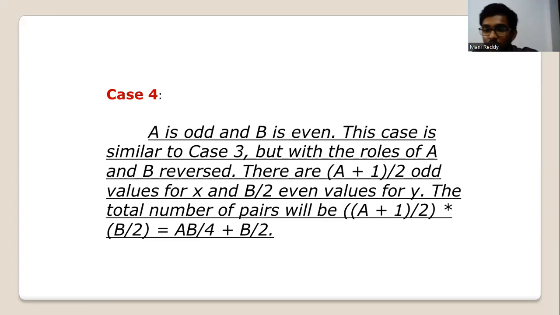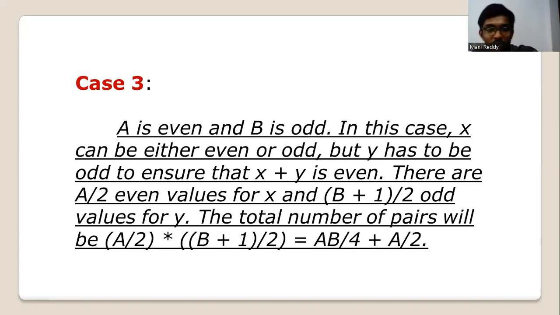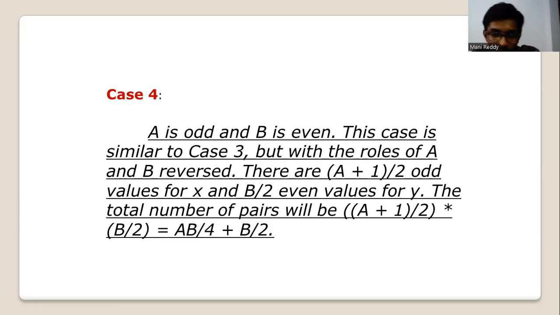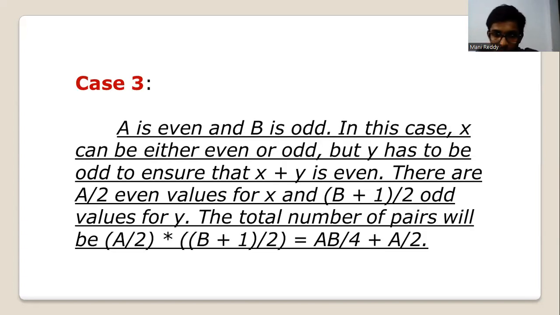In that case, how will the total number of pairs be? This case is similar to case 3, but with the roles of a and b reversed. In the previous case, a is even, so the total number of pairs was a by 2 into b by 2, ab by 4 plus a by 2. Now it is ab by 4 plus b by 2.